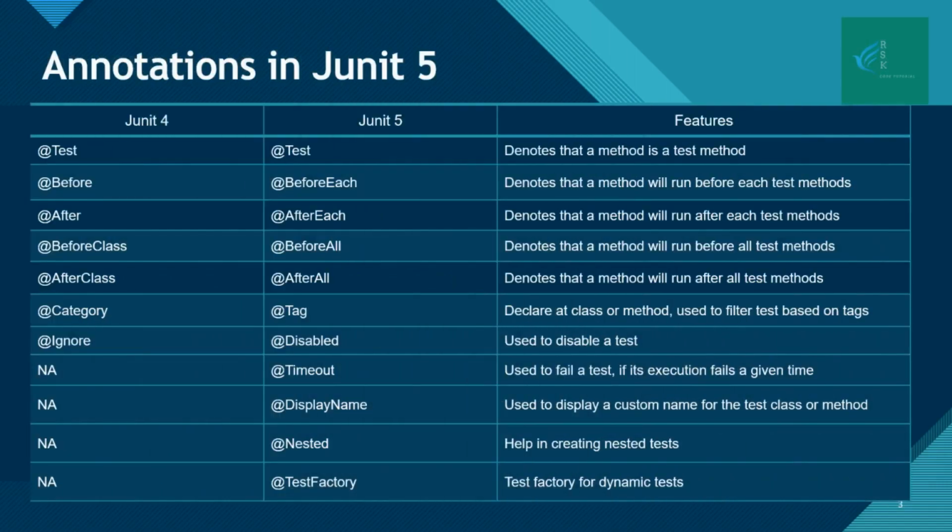So here you can see JUnit 4 has given some annotations. Those are upgraded in JUnit 5. So for example, @Test is now @Test. This annotation denotes that a method is a test method. The difference is related to the package of these annotations. In JUnit 4, it was coming from the JUnit library, and in JUnit 5, it's coming from the Jupiter library.